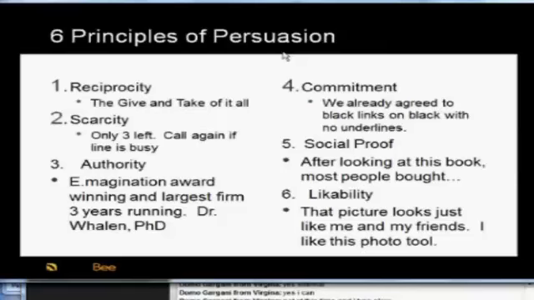There's 6 elements to persuasion, 6 principles. I'm going to go through these in some detail, but we have reciprocity, which is the give and take of it all.